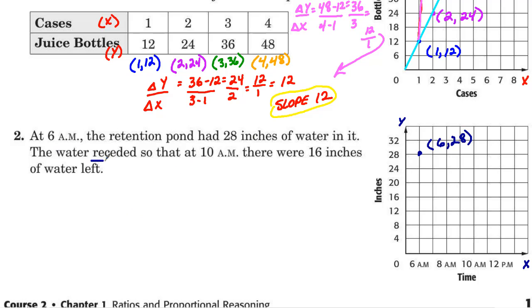The water receded. What does the word receded mean? Think to yourself for a minute. Receded. Well, I think you'll know when we plot this next point. The water receded so that at 10 a.m. there were 16 inches of water. 10 a.m., 16 inches of water. Did you figure out receded means dropped? The water level dropped.